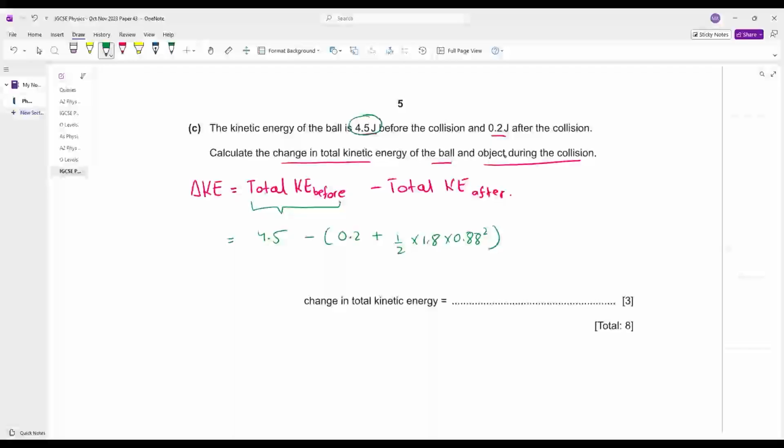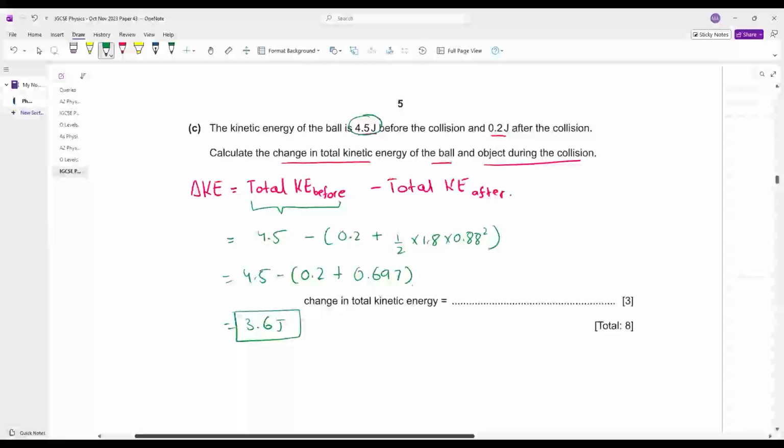Okay. So 4.5 minus 0.2 plus 0.697. Can you calculate the change in kinetic energy? 4.5 minus 0.2 minus 0.697. This comes out to be 3.6 joules, corrected to two significant figures. That is your change in kinetic energy. Simple. Let's further move ahead.